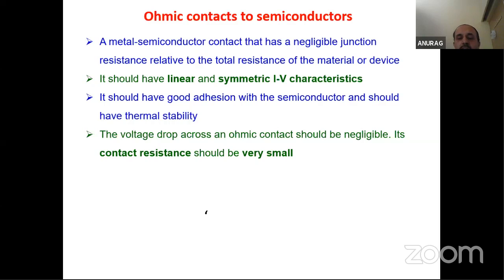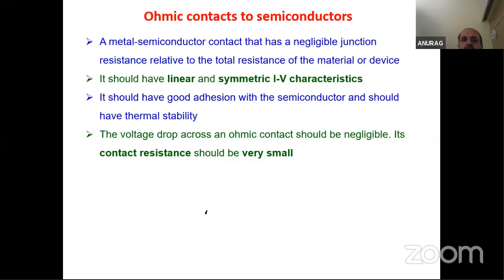Now, I was telling you from the beginning the importance of ohmic contacts to a semiconductor. First, what is an ohmic contact? It is a metal semiconductor contact which has a negligible resistance relative to the total resistance of the material or device. The second important thing is its IV characteristic should be linear and symmetric. Ideally, if you make two ohmic contacts on a semiconductor material and you do IV characterization, it should be linear and symmetric. Then it is a good ohmic contact.